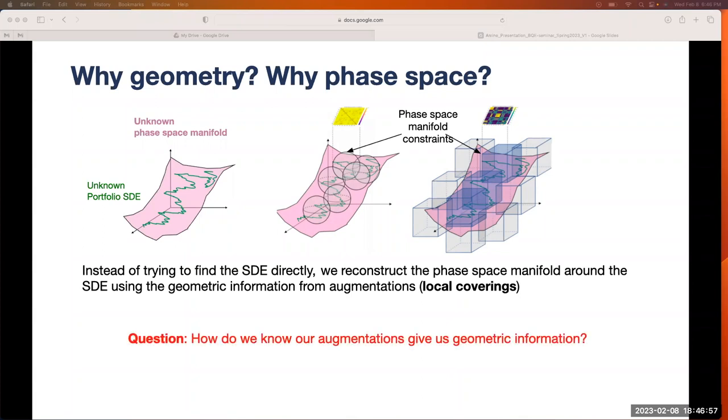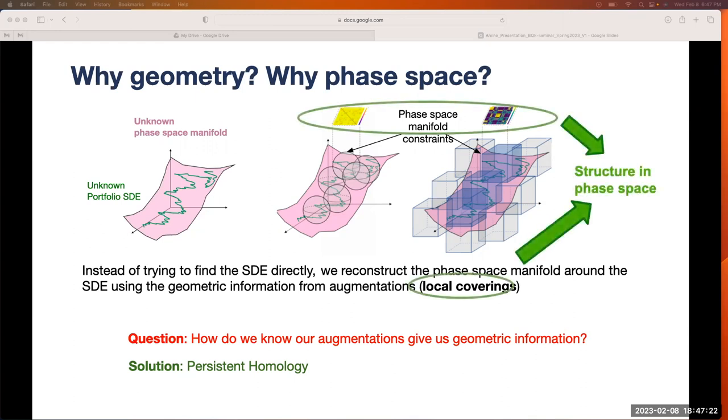But the question one should ask: how do we know our new data representations give us geometric information? Well, in our case, we use something called persistent homology to show that our augmentations indeed provide geometric information about the manifold. And those local coverings, balls or cubes, put constraints on the phase space. Hence, we say that we are imposing a structure in the phase space.